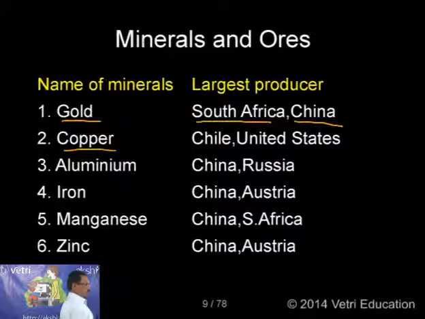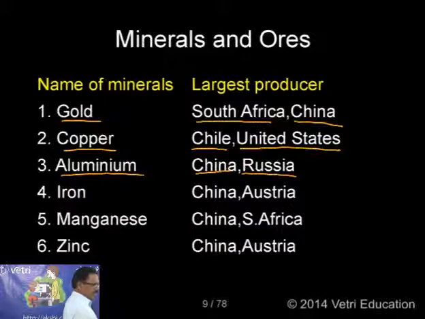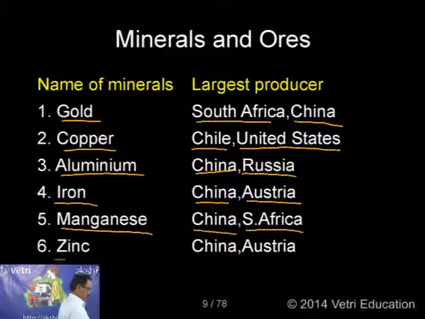Copper, the largest producer is Chile and United States. Aluminium, the most important mineral, the largest producer is China and Russia. Iron, the largest producer, again China and Australia. Manganese, the largest producer in the world is China and South Africa. And zinc, the largest producer is China and Australia.